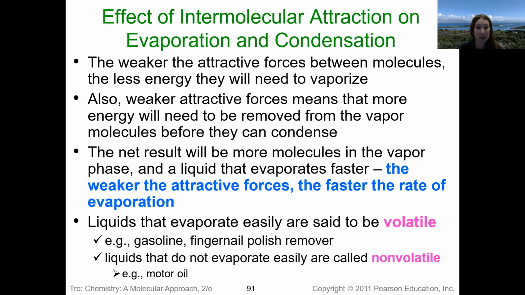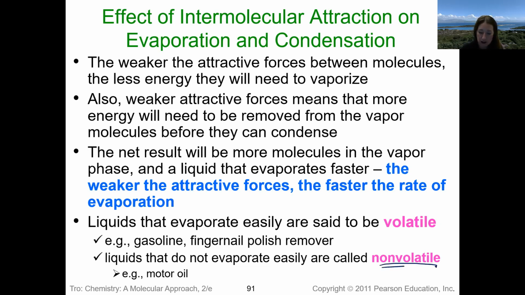Paint thinner. Anybody ever smelled paint thinner before? If you've ever smelled it, you're like, whoa, and it makes you jump back. That's a volatile liquid, which means it must have very weak intermolecular forces, because it's going from the liquid phase to the gas phase very easily, because we're breaking those intermolecular forces at a very low temperature.